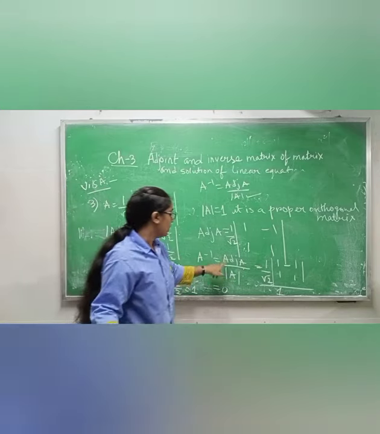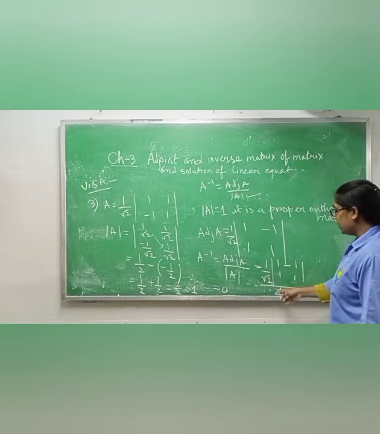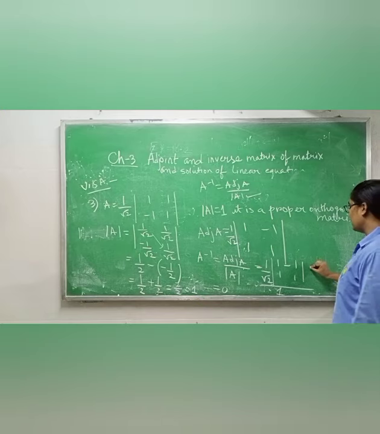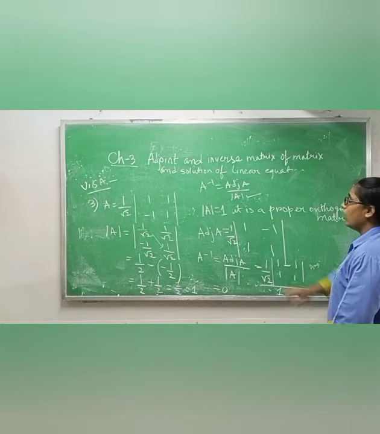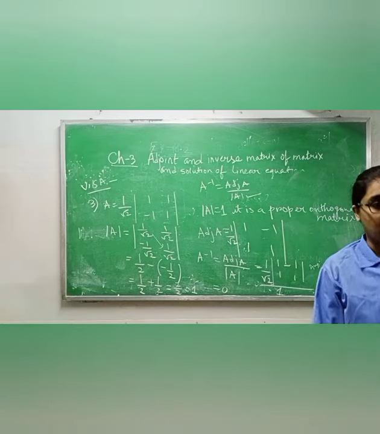I got 1. Okay. Now A inverse equals adjugate A by determinant A. So adjugate A is this, determinant A is 1. So this will be your A inverse value, and you have already proved that determinant A equals 1. It is a proper orthogonal matrix.